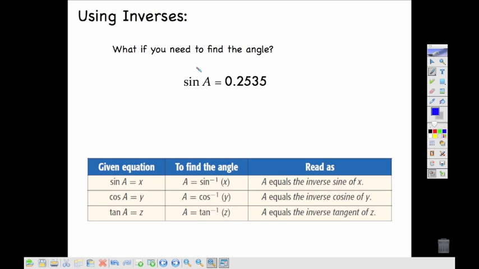Okay, using inverses, what do we need if we need to find the angle? In this one, we do not know the angle. We just have this ratio here. We want to do this on our calculator. To do the opposite of sine, we wouldn't divide by sine, because sine's not a number that we can divide by. We want to do the opposite. The opposite is called the inverse. We write it like this. This is saying, what angle would give me this ratio? Using our calculator, we can just plug it in exactly like this. So let's do that.